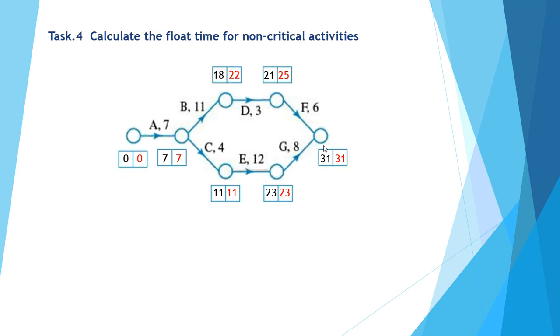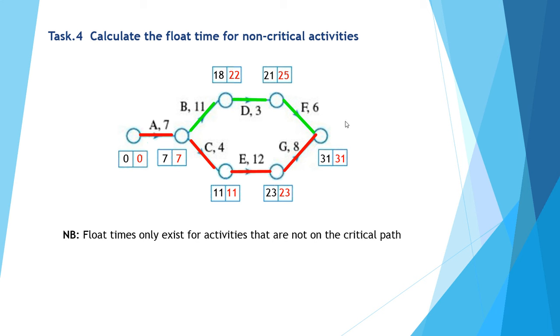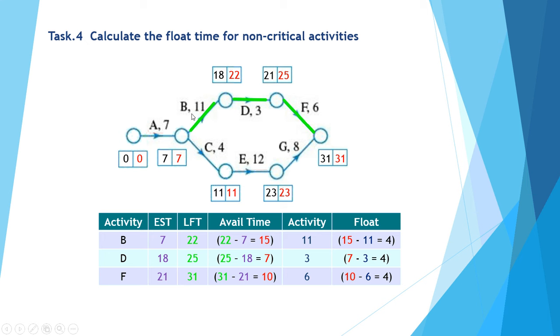Let's have a look at the float time for the non-critical activities. So up the top we can see that B, D and F weren't on the critical path. So let's have a look. Activity B can start as early as 7 and finish as late as 22. So 22 minus 7 tells me there's 15 days available for activity B to be completed. However, we only require 11, so 15 minus 11 tells me there's 4 days of float available.